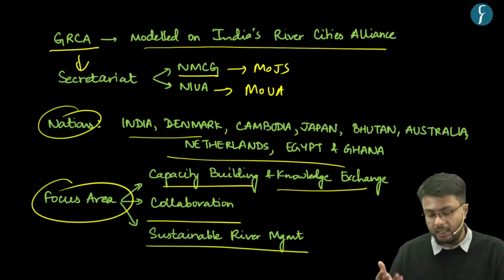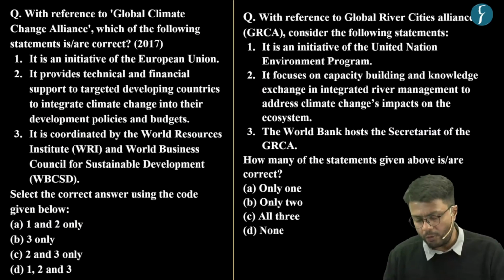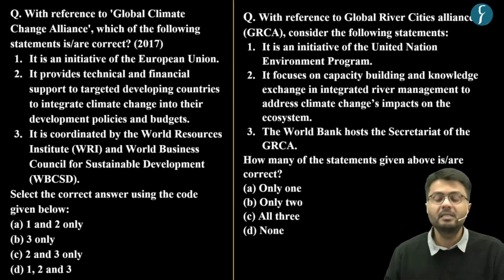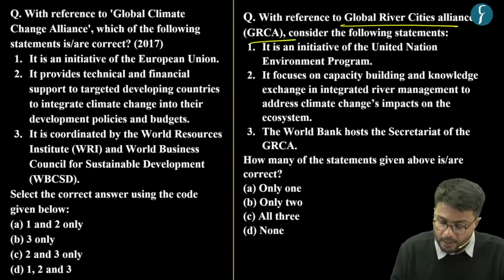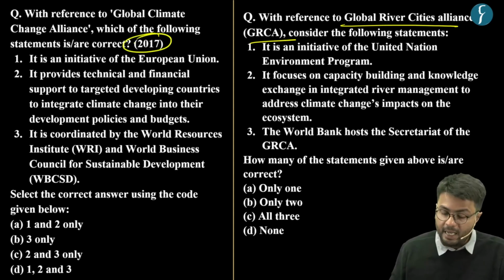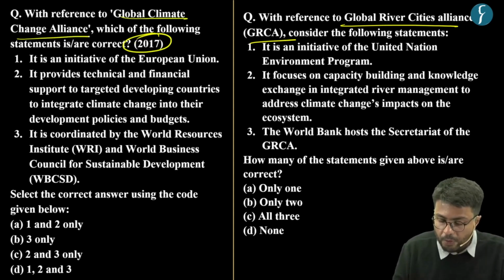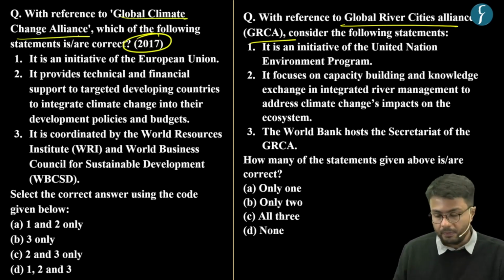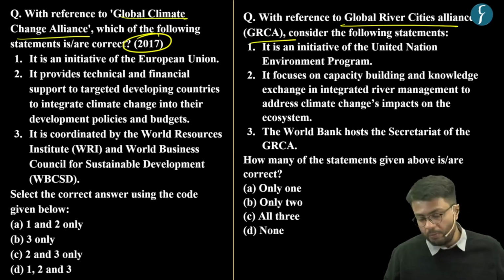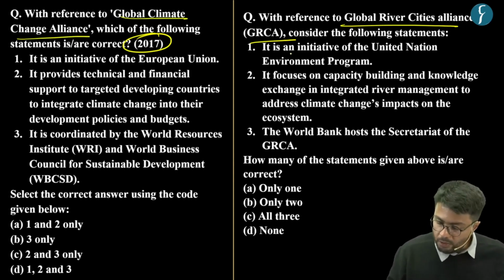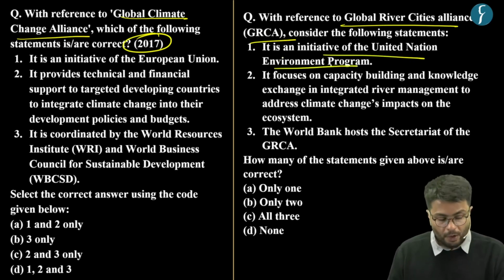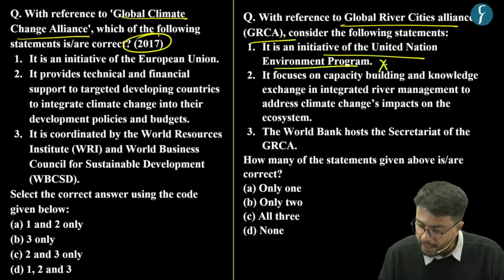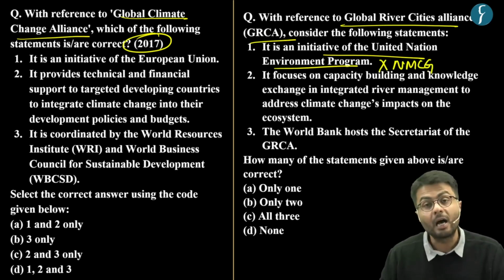Now, let us understand this topic with the help of a model question. Now, why have we curated this particular model question? It is because UPSC in the year 2017 asked a question related to the Global Climate Change Alliance. Hence, let us understand this model question. The first statement says it is an initiative of the United Nations Environment Program, which we know for sure is incorrect because this initiative was introduced by the National Mission for Clean Ganga.